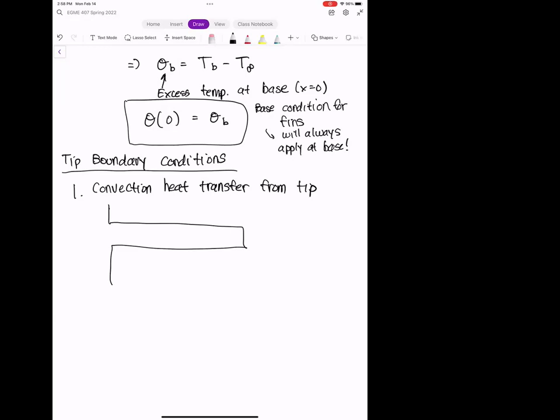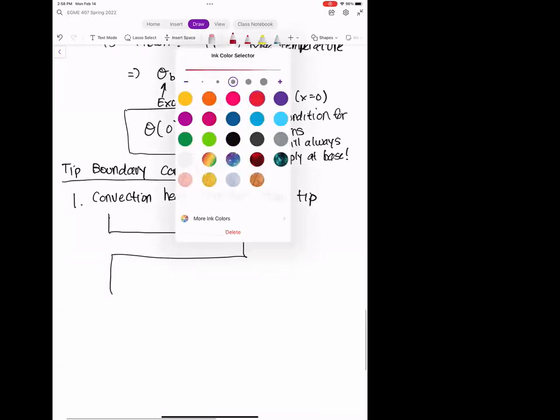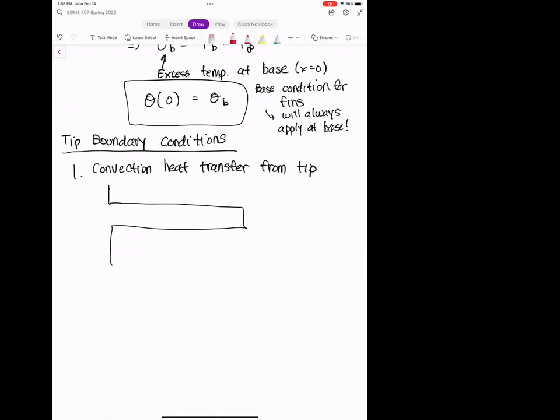And so here is our fin. What we've computed so far is the fact that as you travel along the fin, heat is going to leave the fin through convection off the lateral surface. But when we say that we also have convection heat transfer from the tip, what we're saying is that off of this tip surface right here, parallel with the conduction heat transfer, we're also going to have convection heat transfer that goes out the same way.